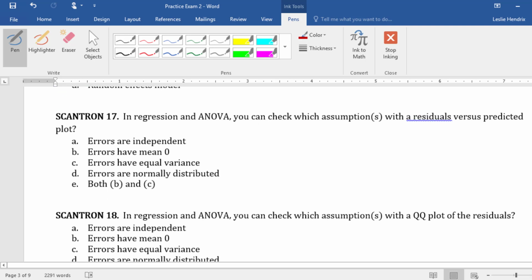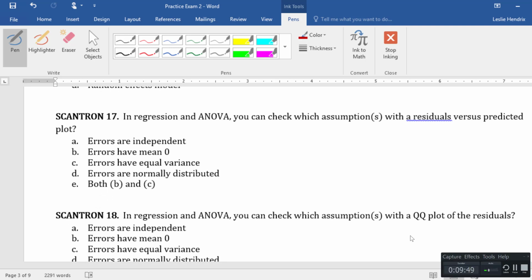All right, so in regression and ANOVA, you can check which assumptions with a residuals versus predicted plot. You have 4 assumptions, right? The errors are independent, have mean 0, have equal variance, and are normally distributed. So the independence assumption is one that I didn't teach you any plots for because it varies according to what situation you're in. So the 2 assumptions that you can check with the residuals versus predicted plot are errors having mean 0 and having equal variance, so both B and C.